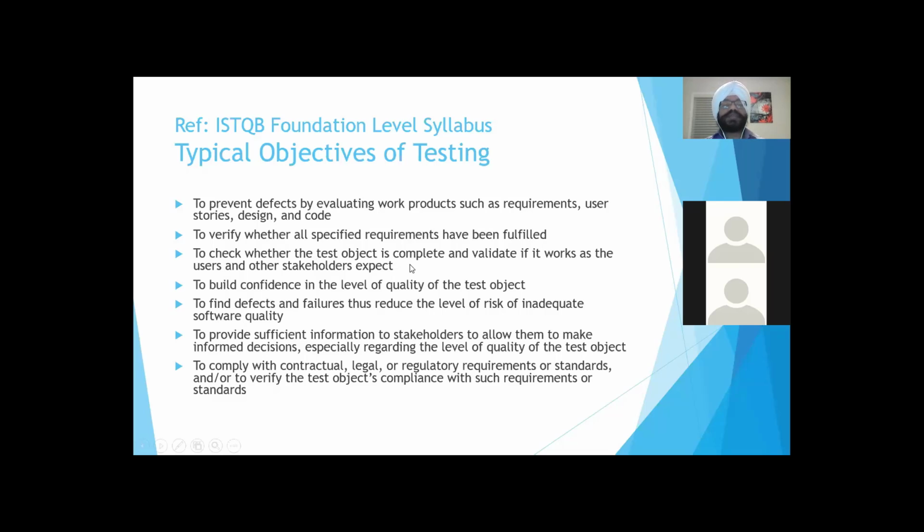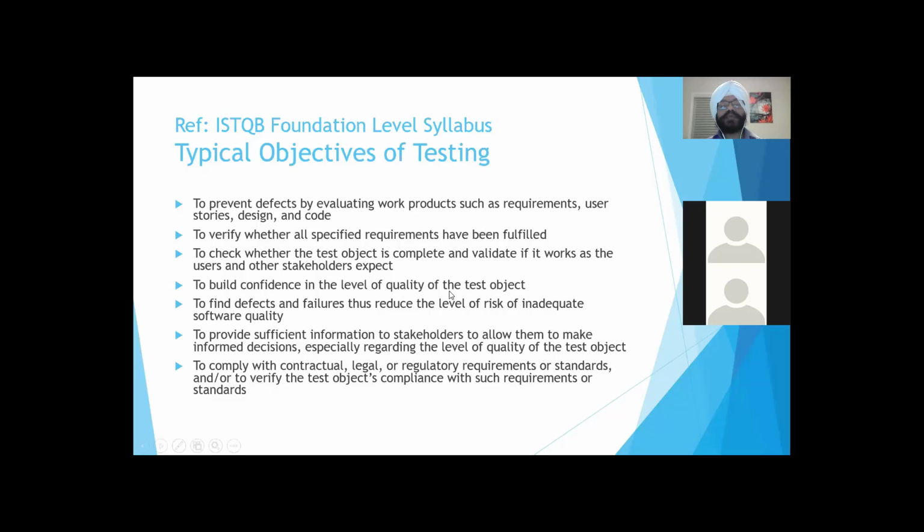Then we want to make sure that it's complete and validated because, okay, there's one word here, stakeholders. Stakeholders mean anybody who is directly or indirectly impacted by that software. So we want to make sure that this software is meeting all those requirements as asked by the different stakeholders. This is the biggest point here: to build confidence in the level of quality of the test object.